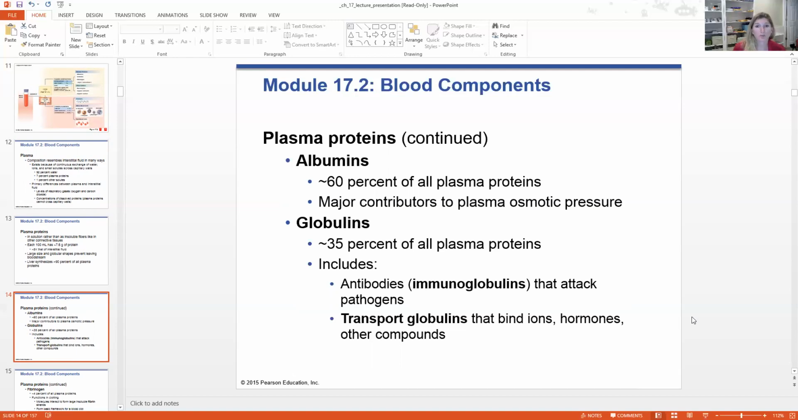Globulins are a smaller percentage of these plasma proteins, and these are things like our antibodies, those immunoglobulins, which are part of our immune system. They can also be transport globulins to help bind to ions and other large compounds to help get them through the blood. Those are mostly fat-soluble compounds that can't dissolve in the blood, that need like a little boat, you might say, to carry them through.